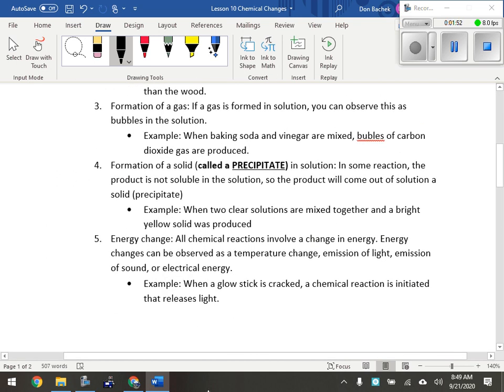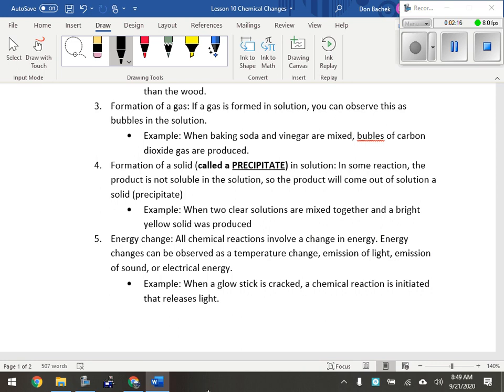And remember, we've talked about this already this year, yes? Precipitate. When did we talk about that? Yep. Solubility, right? So if you're mixing some stuff together and all of a sudden something happens in the bottom row and you get a solid, that's an indication that a chemical change has taken place, okay? And energy change, of course.